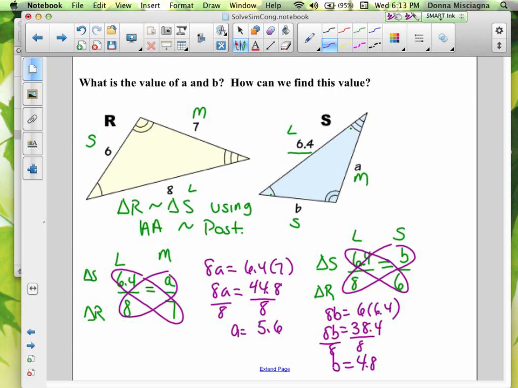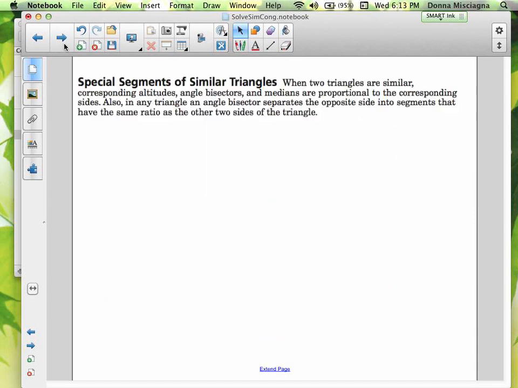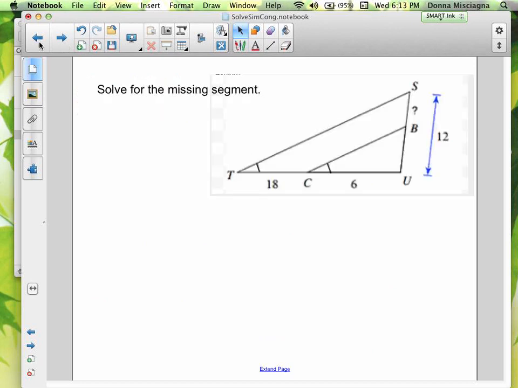And I think this is where I'm going to stop this lesson. I think we'll look at this problem and the next one in class. So I'm going to stop right here.